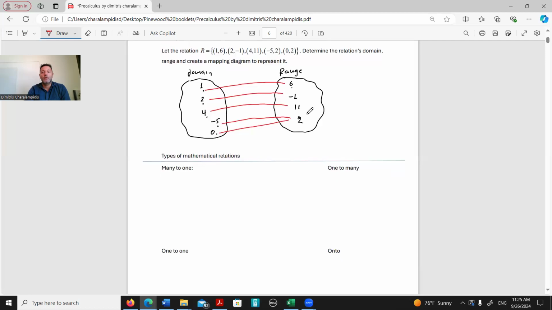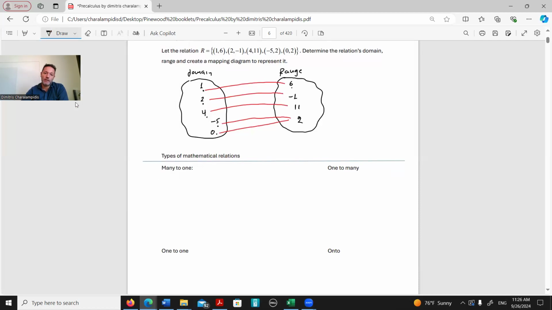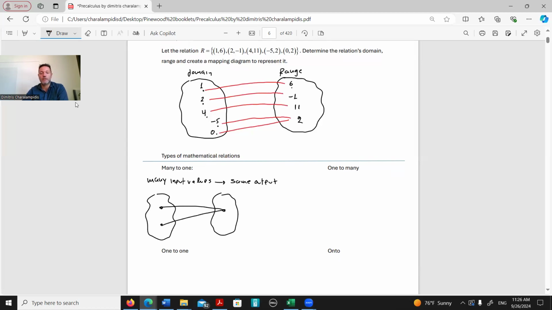And here they are. It could be a many-to-one. Many-to-one would mean that many input values are connected to the same output value. This could be like that. We have this connected to that output value and this connected to that.